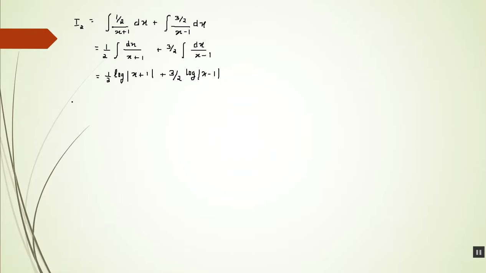Now, since I is equal to I1 plus I2, now I1 is equal to x square by 2, and for I2 I'll write 1 by 2 log of modulus x plus 1 plus 3 by 2 log of modulus x minus 1 plus c, where c is equal to c1 plus c2.